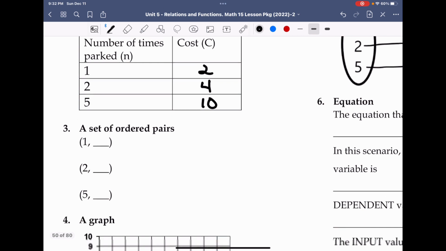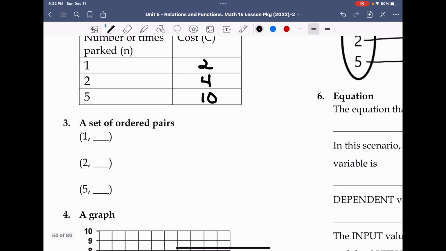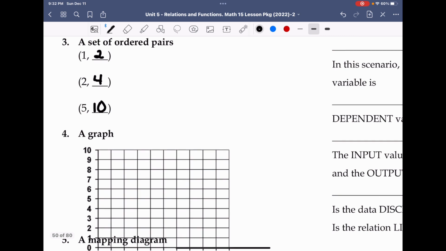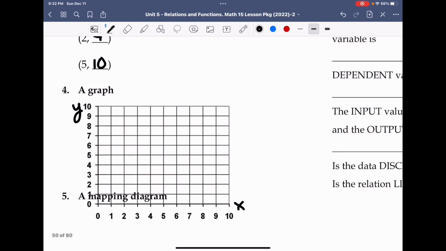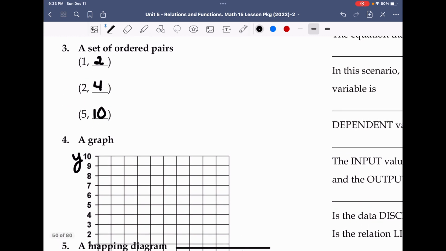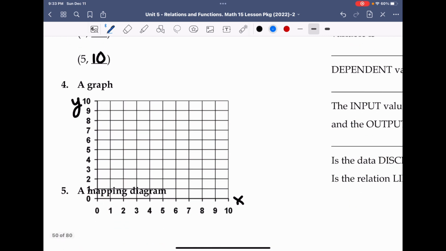And we could also represent this as an ordered pair. When it was parked 1 time, it was $2. Parked 2 times, it was $4, and finally parked 5 times, it was $10. Now, we can take this and put this on the graph where we have our x and y. And if I plot the data that we had above, we can use our ordered pairs. So I can go to 1 and 2, which would put me here. I can go to 2 and 4, which would put me here. And then finally, I can go to 5 and 10, which puts me at the top of the graph here.